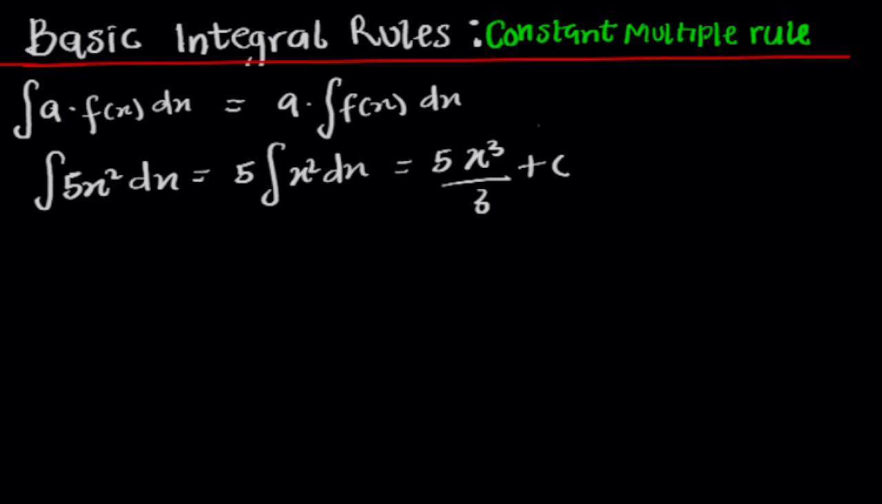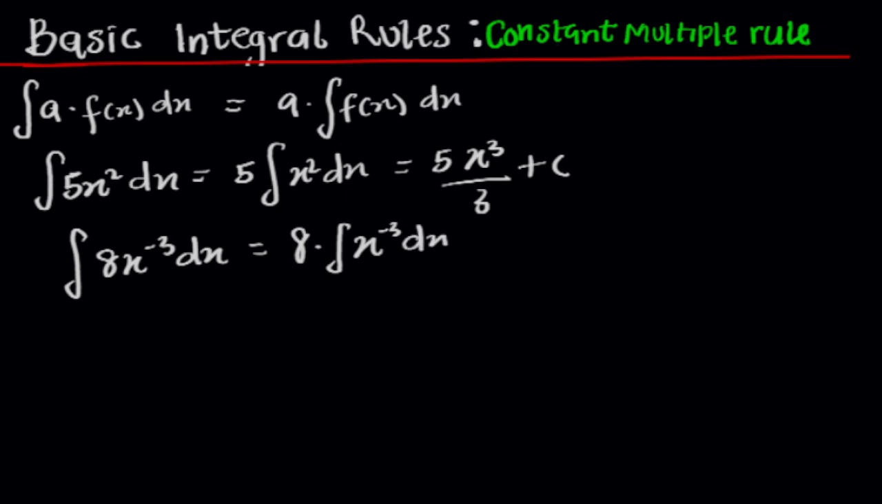Now let's say we have another question, and in this case we are given the integral of 8x power minus 3 dx. So we still bring the 8 out because 8 is a constant. We're going to have 8 multiplied by the integral of x power minus 3 dx, and this is going to give us the same thing. We're going to have 8 multiplied by x power minus 3 plus 1 divided by minus 3 plus 1 plus c.